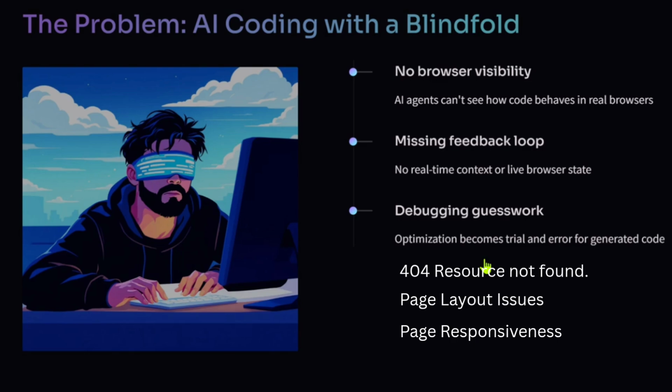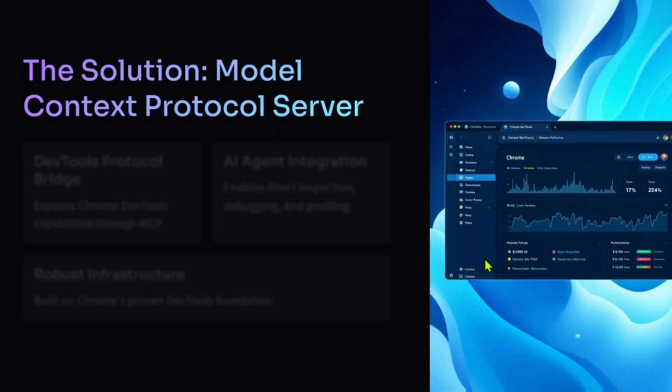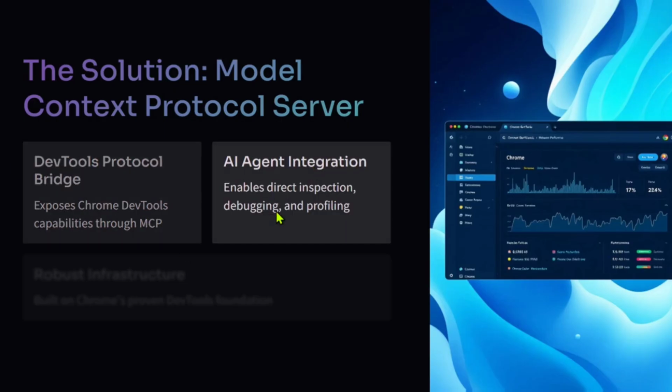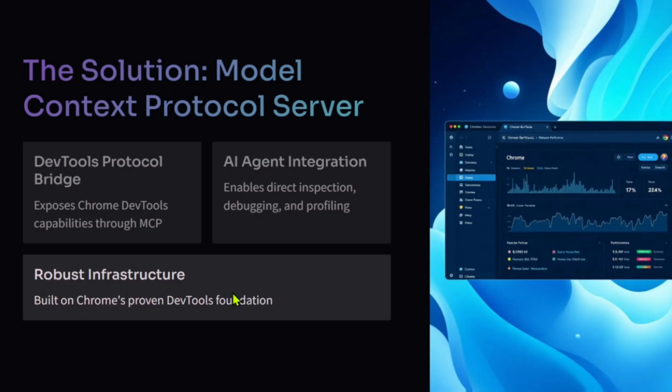So here is the solution. The Model Context Protocol server. It acts as a bridge between the AI agents and the Chrome DevTools. Agents can now inspect, debug, and profile, just like we do in the DevTools. And it's built on Chrome's proven infrastructure, so it's reliable. In short, this closes the loop. The AI can generate the code and immediately check whether that code actually works inside a real browser or not, like it was previously doing for the backend API with curl commands.